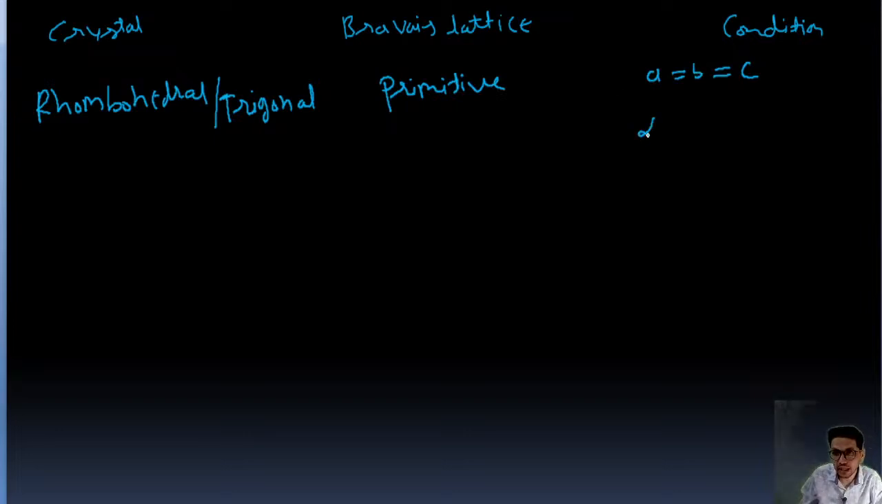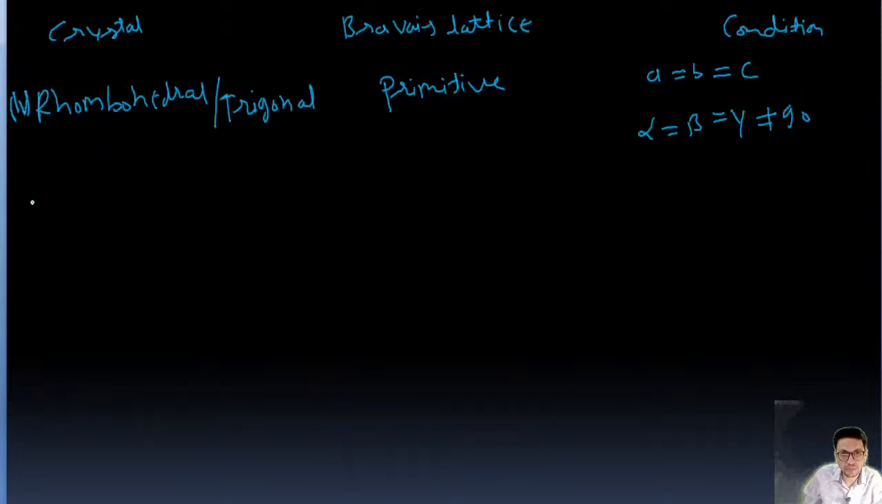And for the angles, alpha equal to beta equal to gamma, but they are not equal to 90 degrees. So this is the trigonal or rhombohedral crystal. The Bravais lattice for it is primitive, and this is the condition for it.